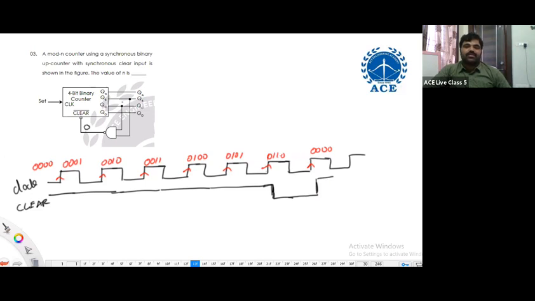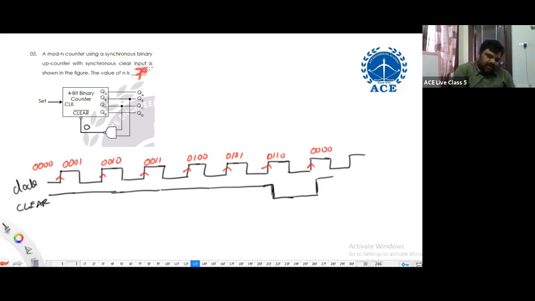Then what you are observing? Last state 0110 is not temporary here. In asynchronous counter, it was becoming temporary, but here 0110 is available for one clock cycle. Then 0110 is also counted. Then modulus of counter is from 0000 to 0110. If you are counting, it is total 7 states. It is 7 states. That is the effect of synchronous counter.